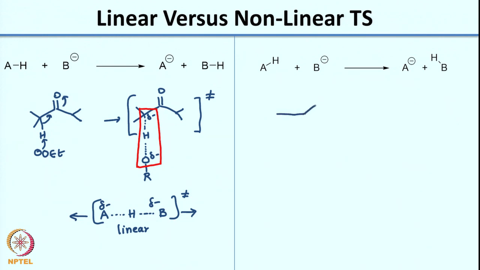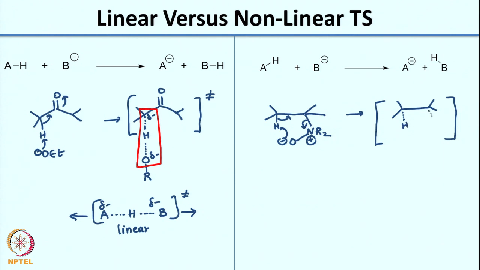Now, what is happening in this case? In the other case which we saw, if I were to draw the transition state for this, these bonds are not broken. This is partially broken. This is partially broken. And you have this partially formed. And you have the double bond partially formed. You have a delta plus here, delta minus here.